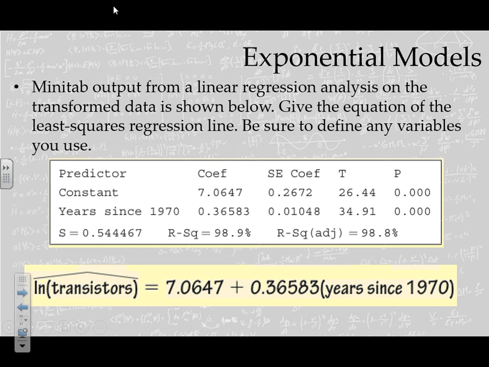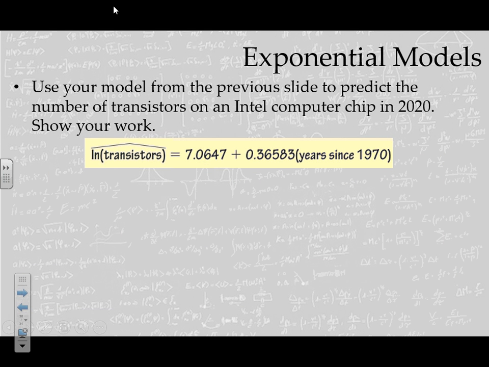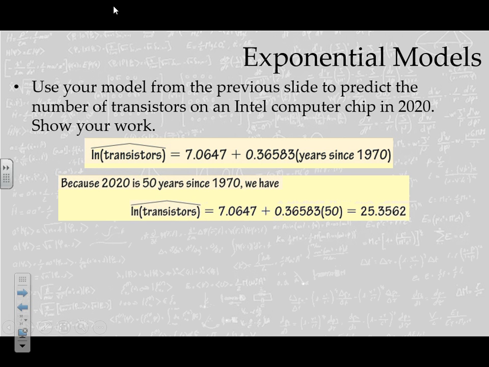Okay? And then as far as any other types of problems you would see, you'd be like, okay, given that, how many transistors should we be able to see in 2020? So that just means plug 50 in for x. Now this 25 gives us the natural log of y.